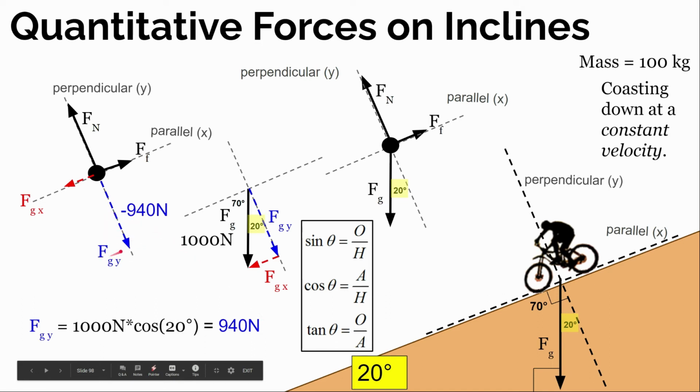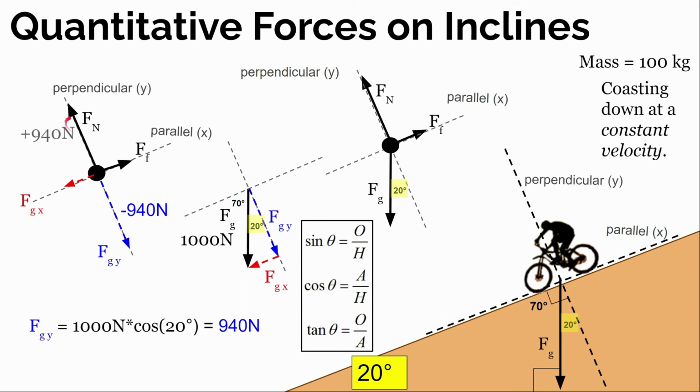The y component of gravity is in our negative y direction, so the y component of gravity is negative 940 newtons. And because the biker is moving at a constant velocity, we know that the sum of the forces in the y direction must be 0. So the normal force has to be 940 newtons in size.